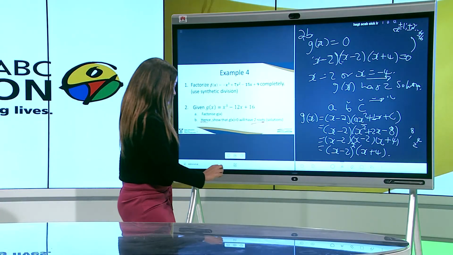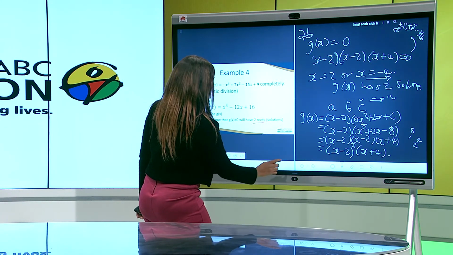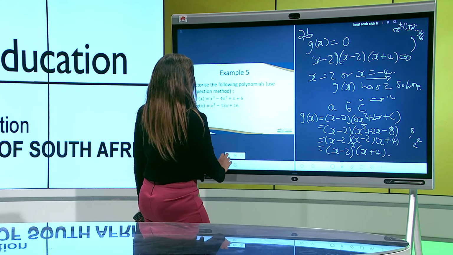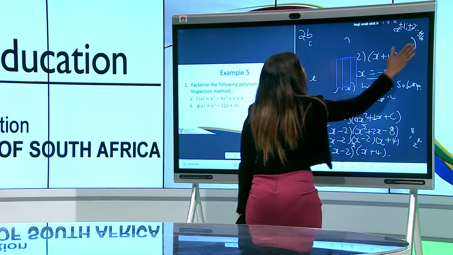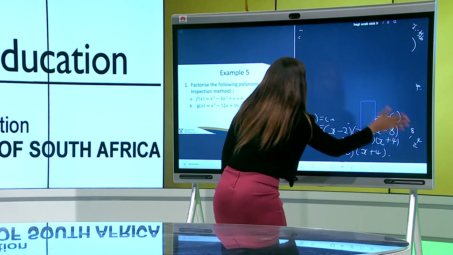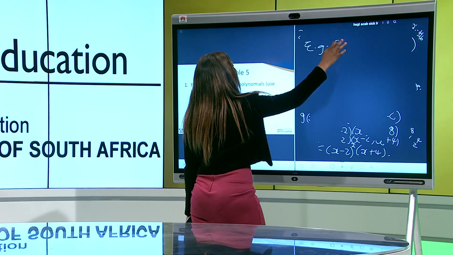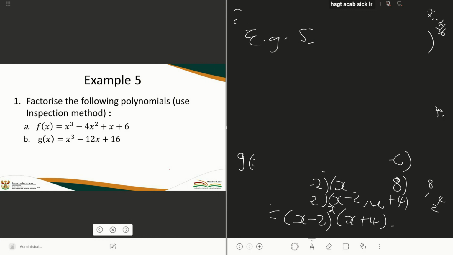Okay. Because we don't have time anymore now, let's move quickly to the last example there. But now I'm going to use the other method, inspection method. Let me be fast on this one. The inspection method, example number 5, the inspection method. You are required to factorize the following polynomials by using the inspection method. So by this inspection now, I don't have to copy down this question. It's already there. You already know the factors of plus 6 is plus or minus 1.